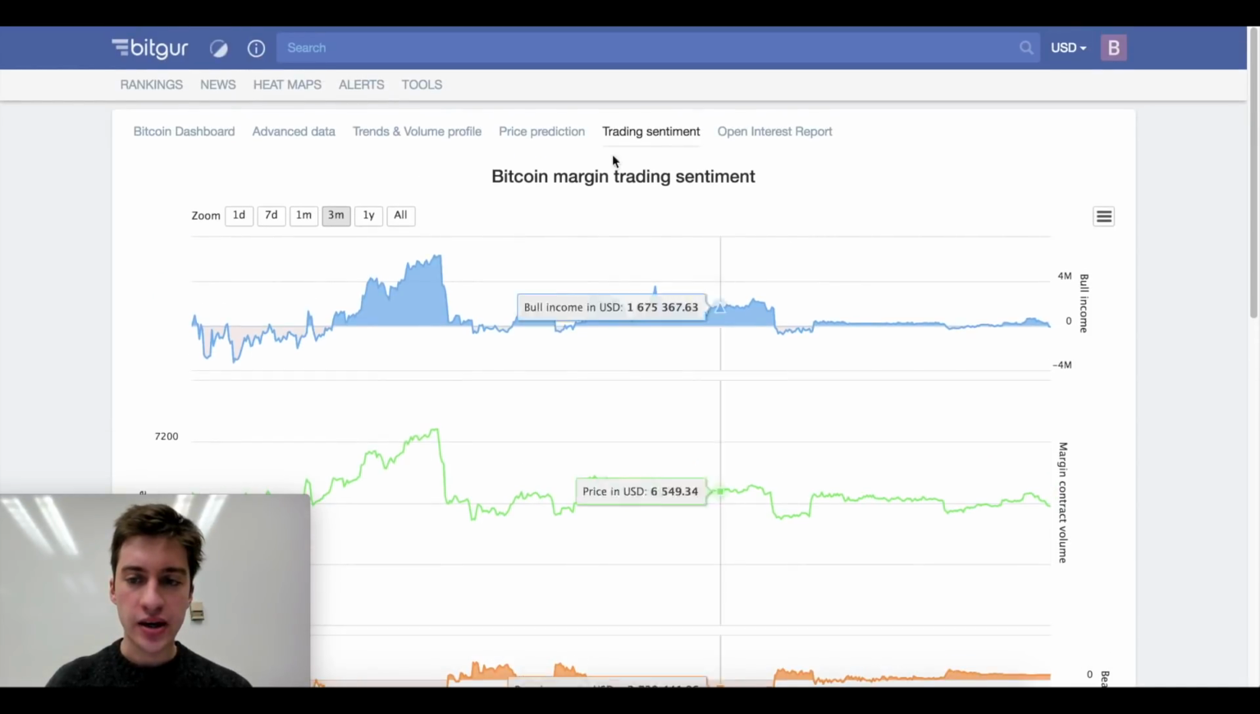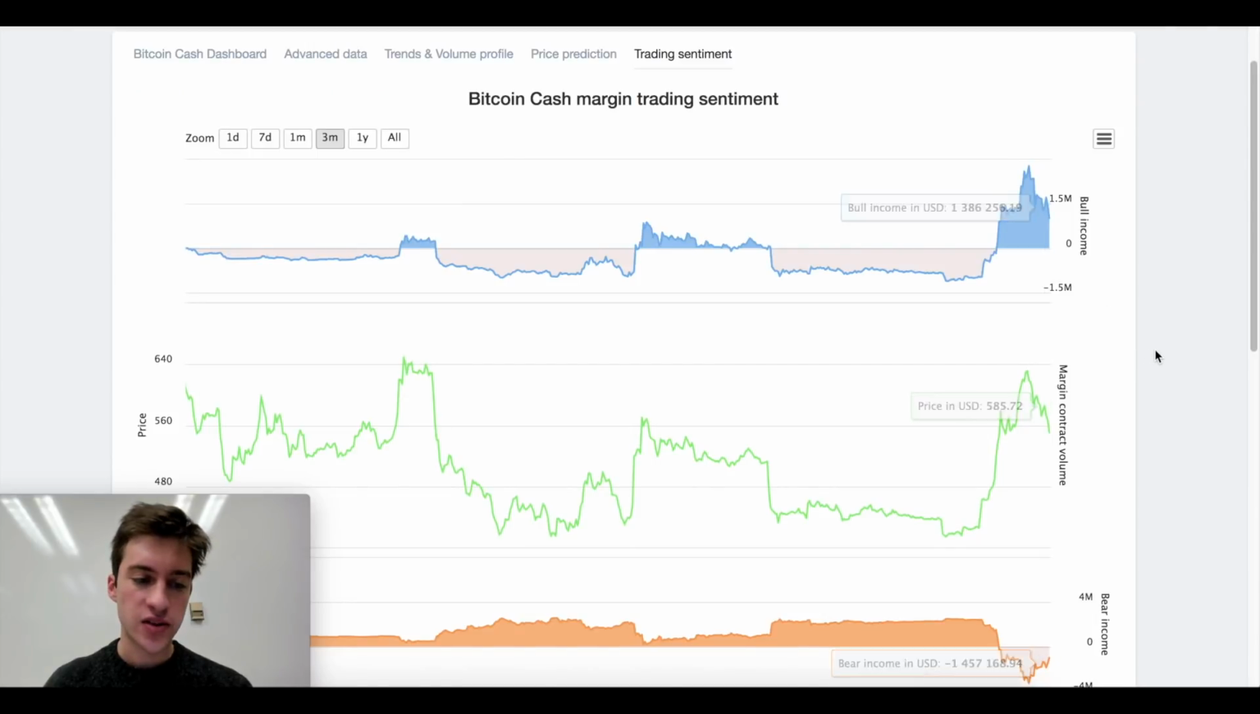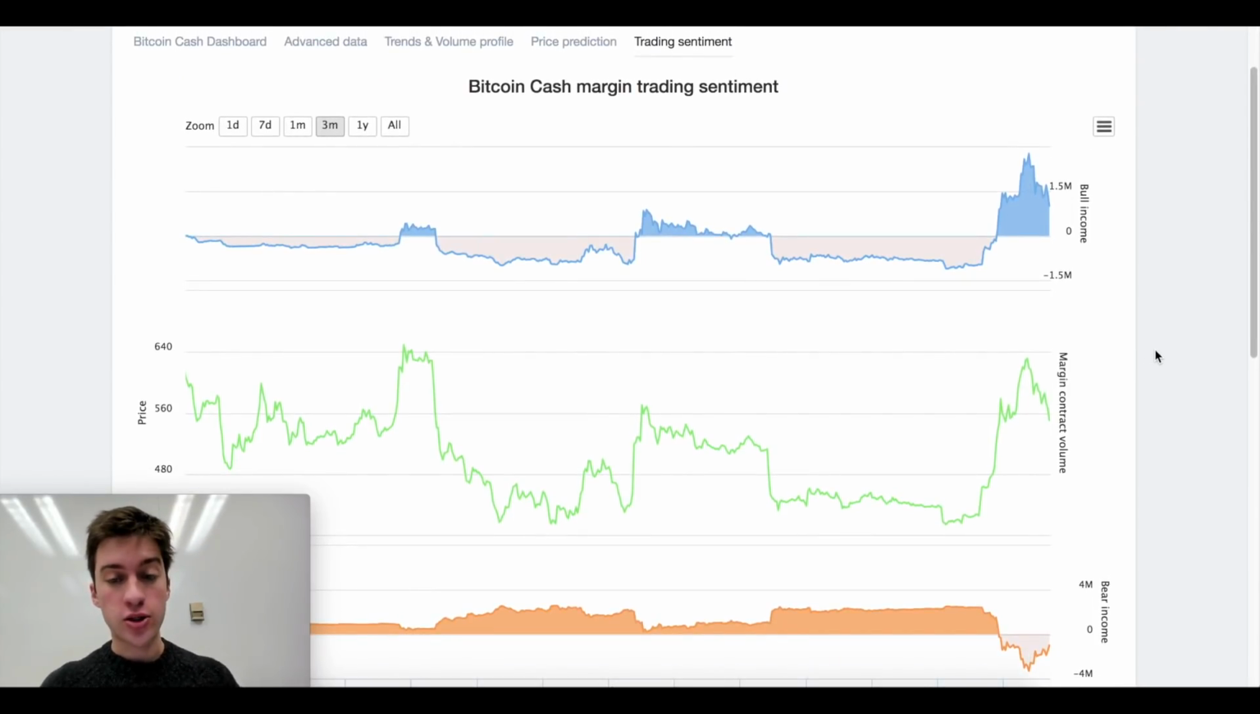So play around with this data, and it will start to make a little bit more sense. Now, another example that I want to go into is Bitcoin Cash.